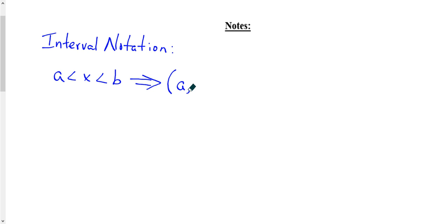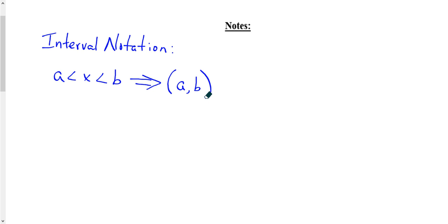A, comma, B. Now, that looks like an ordered pair set of coordinates, doesn't it? However, it is not in this case. How will you know if it's an ordered pair of coordinates or an interval from A to B? You'll know in the context of the problem you're working on. It's like even in the English language, where one word could mean two or three different things, and it all depends on how you use it in the sentence.